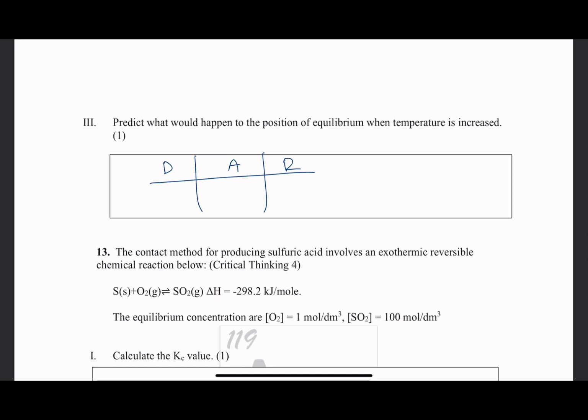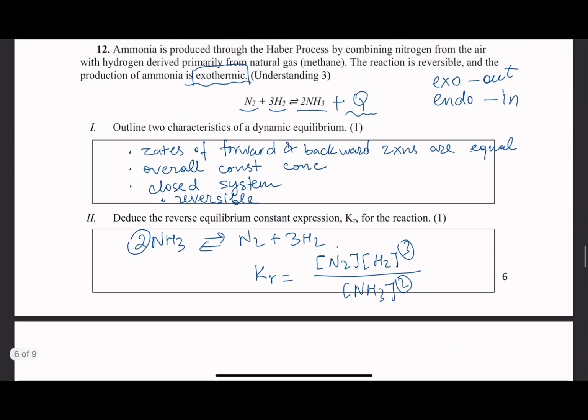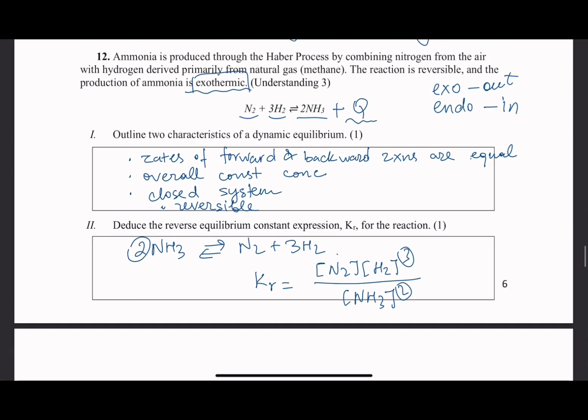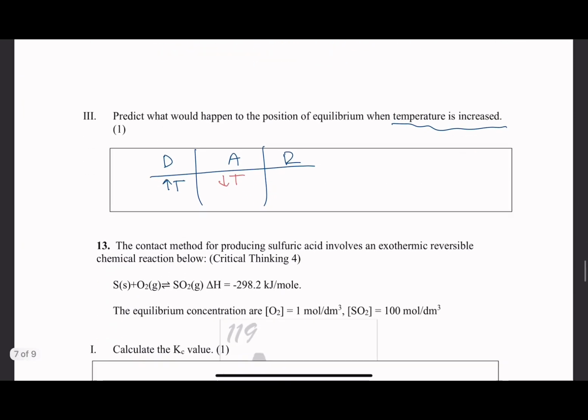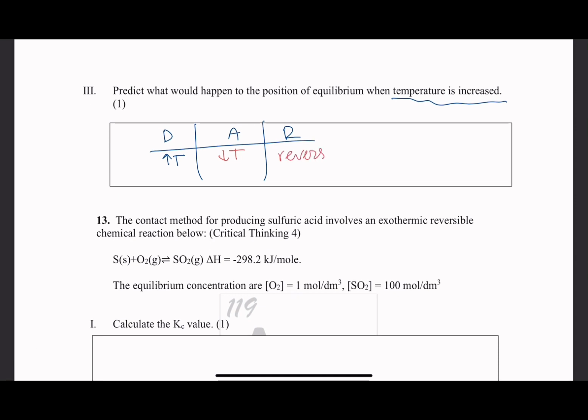So my disturbance is when the temperature is increased. So we increase the temperature, the action would be decreasing the temperature. So in order to decrease the temperature, which side should I go? To left or to right? As you can see, if I go to the right, I will have more temperature increase. But if I go left, I will decrease the temperature. So that's why it'll go reverse.